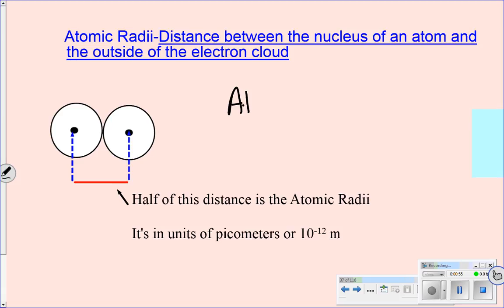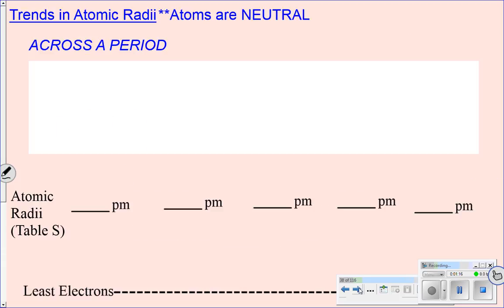Remember, atoms are neutral. These species have not gained or lost electrons. So essentially this trend has to do with atomic size. It's in a unit called a picometer, which is 10 to the negative 12th meters. So obviously small, because atoms are small. So we can actually look up values for atomic radii.